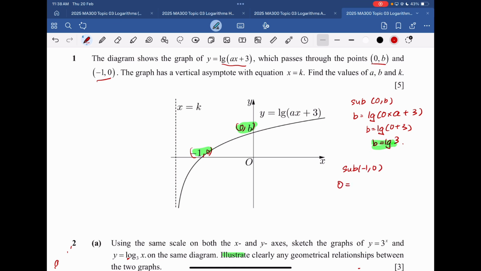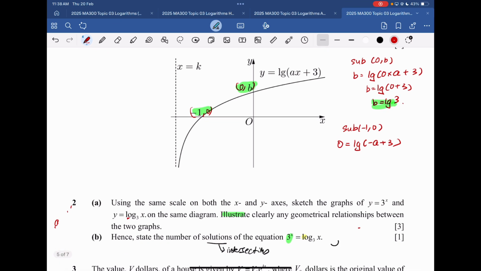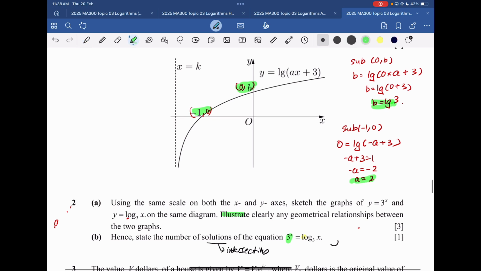If y equals 0 and x is negative 1, I get log of negative a plus 3 is 0. So what will negative a plus 3 be? Log of what value gives you 0? 1. So negative a plus 3 has to be 1. Negative a is negative 2. a equals 2. So question 1 is pretty easy, right? I get a equals 2.